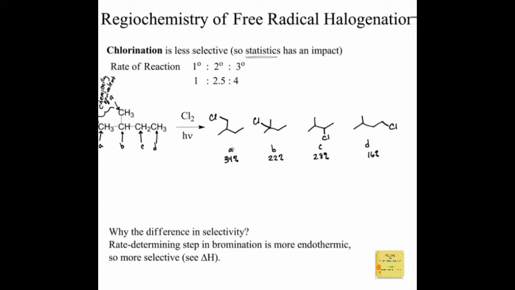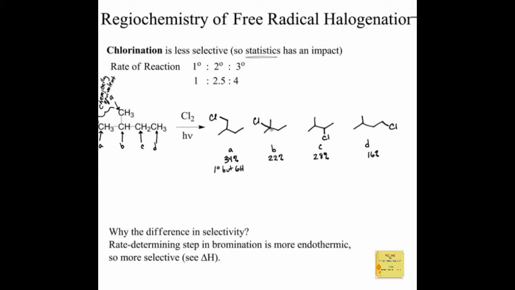A is the largest proportion of any product. Even though it's on a primary carbon, it would have come from a primary, less stable radical. Why do we get so much A? Well, simply because there's 6 hydrogens. It's a primary radical, but there's 6 hydrogens that could be abstracted that would all lead to product A. So this is what I'm talking about when I'm saying that statistics is starting to play a role in who's going to be your major product.